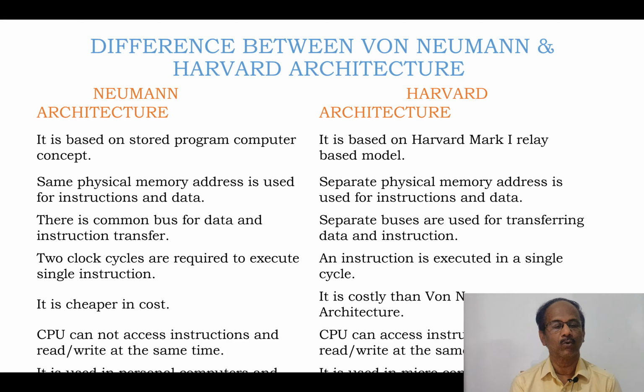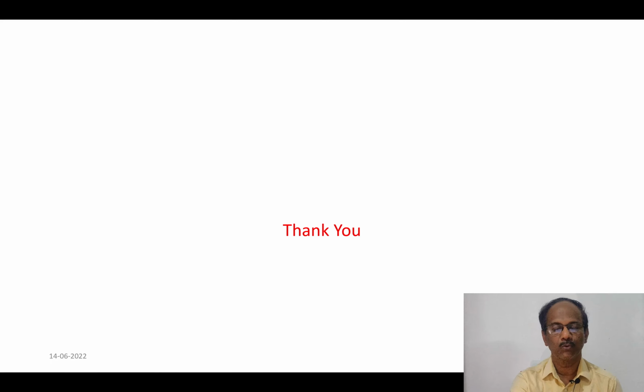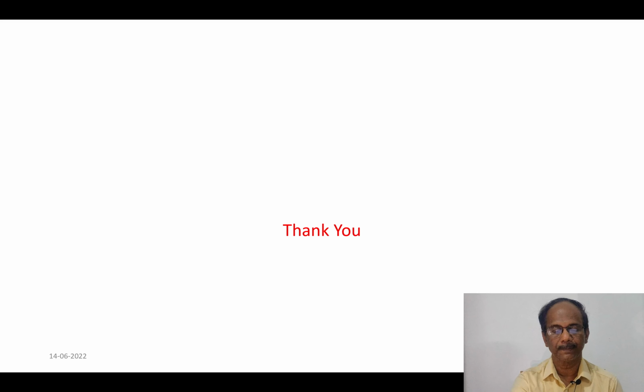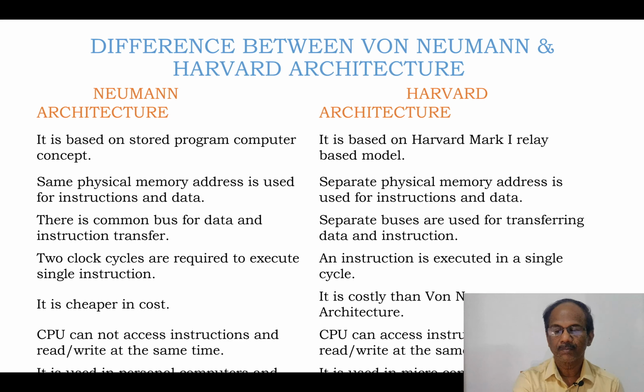Von Neumann architecture is cheaper in cost because the associated buses are fewer, whereas Harvard architecture is costly because separate buses are required. The CPU cannot access instruction and data at the same time in the case of von Neumann architecture, whereas in Harvard architecture it is possible to access both instruction and data at the same time.